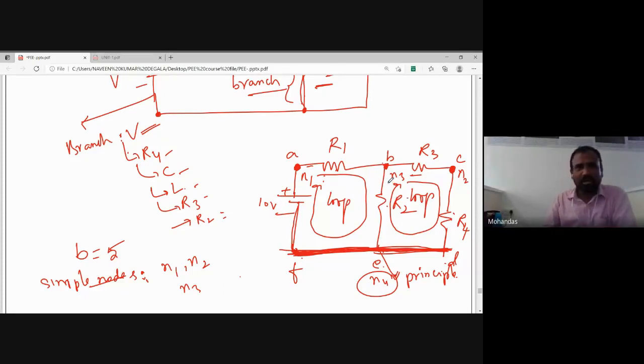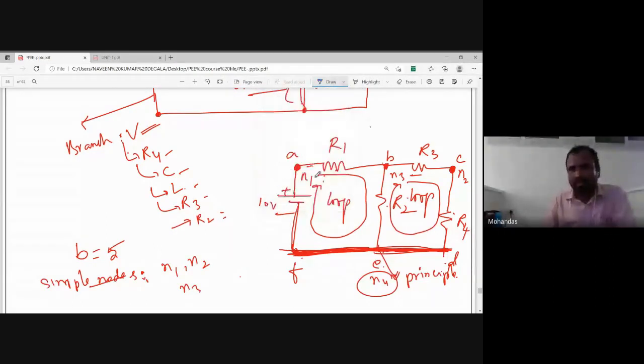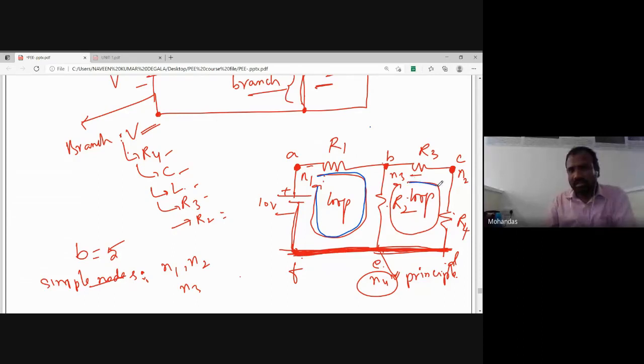Can anybody guess another loop in this electrical circuit? Any possible closed path? This is one closed path. This is another closed path. Let me write here. A, B, E, F, and A. This is one loop. The next loop is B, C, D, E, and again B. This is the second loop.